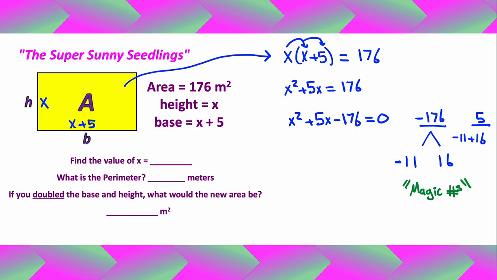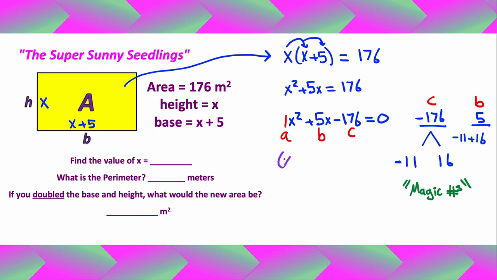So if we have a basic trinomial with the a value, the b value, and the c value, all we really need to do is figure out the numbers that multiply to the c value and add to the b value. So notice I've already broken down 176 into the numbers that I think are the magic numbers. Negative 11 and 16 make negative 176. Negative 11 and 16 add to b, which is 5. So negative 11 and 16 are my magic numbers. So they're going to be my binomials.